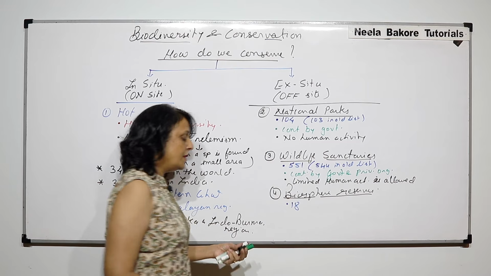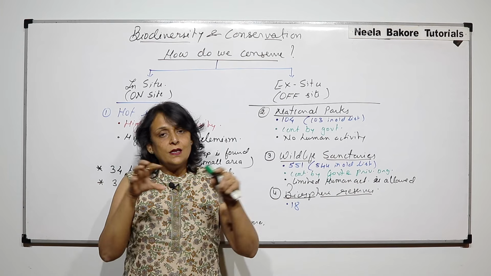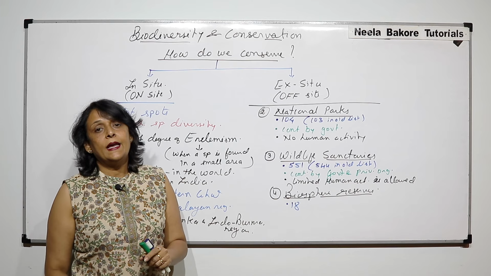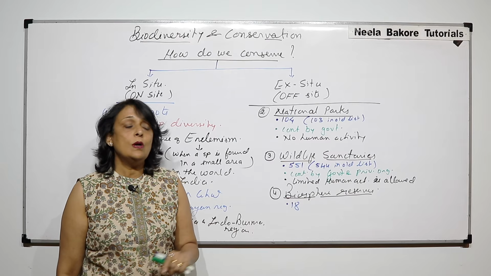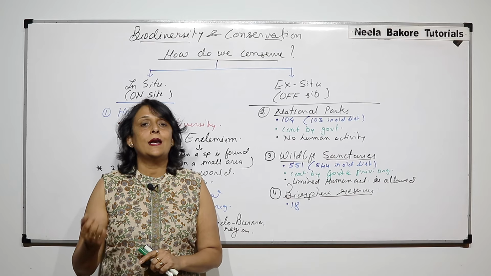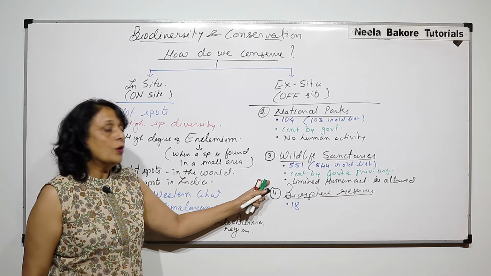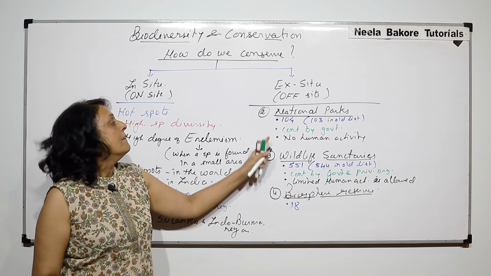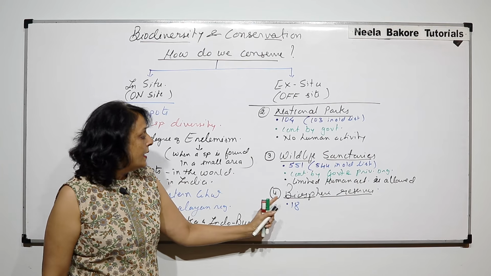And in this limited human activity, there can be human habitation in the peripheral part. They can grow crops there, that means agriculture is also allowed. And the people who live in those areas, they are also allowed to collect timber and other forest products. So with limited activity. Whereas in national parks, there is no human activity allowed.